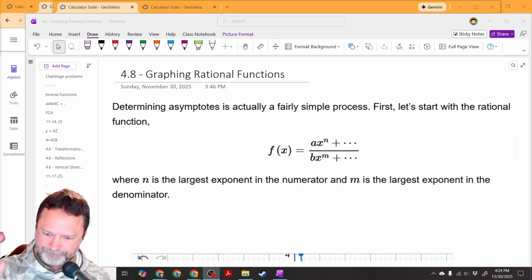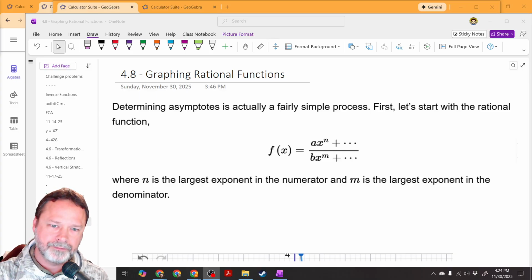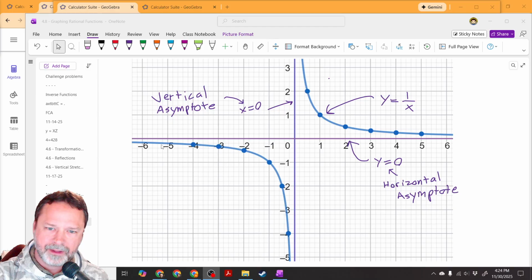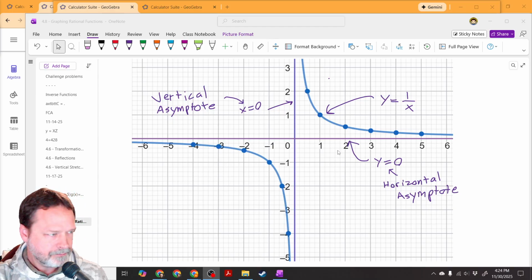We are still going over rational functions. And last time we talked about the most basic rational function, 1 over x, this guy in blue. It had two asymptotes, one at x equals 0, one at y equals 0.